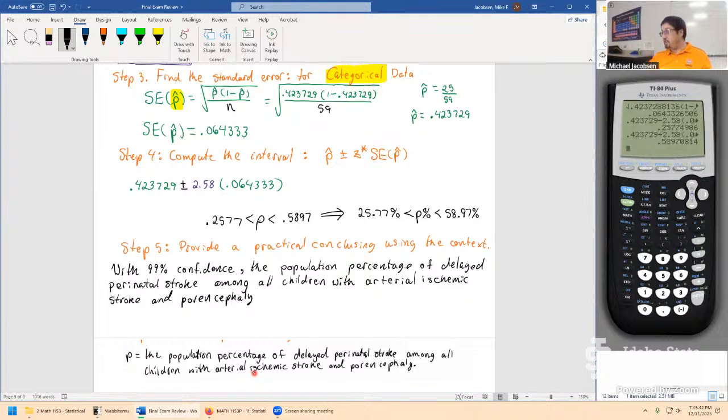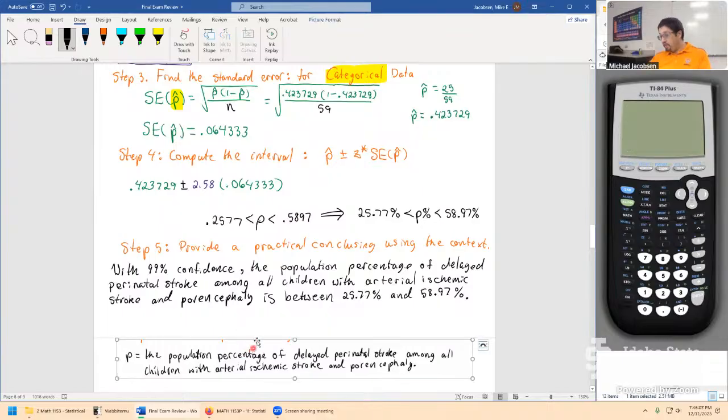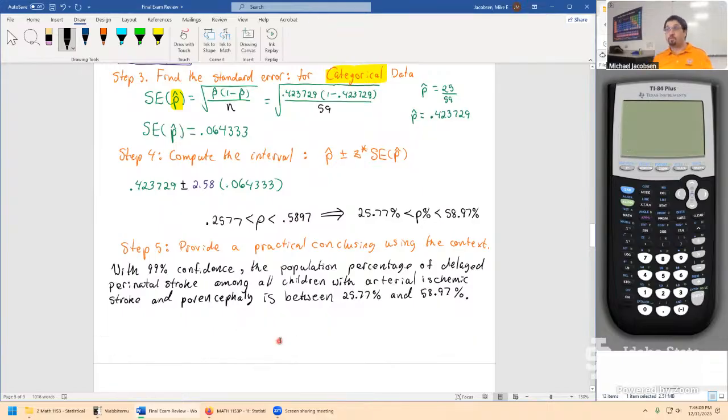so that percentage of the delayed stroke is between 25.77% and 58.97%. So at this stage, the problem is over right at that step. Well, any questions at all, folks, running through this full problem here?